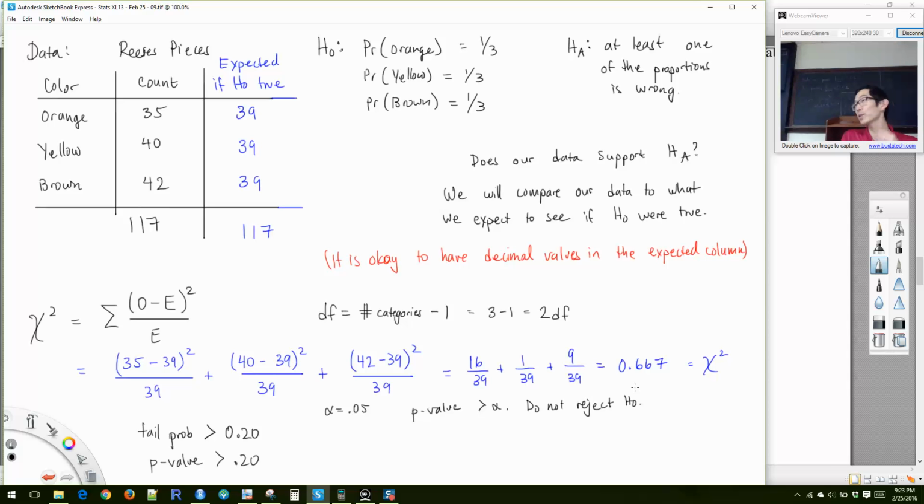Don't say we accept the null hypothesis. We say we have no evidence against the null hypothesis. We can never accept the null hypothesis. Only until we observe the entire population can we say that the null hypothesis is true. Until then, we have no evidence against it. So we have no evidence against the null hypothesis.